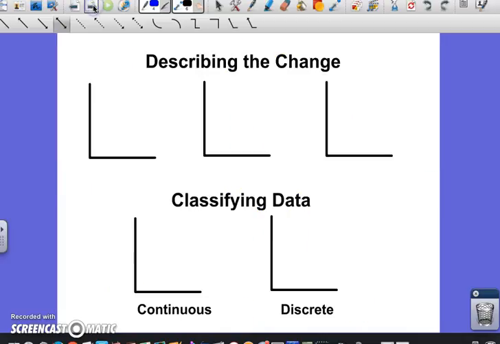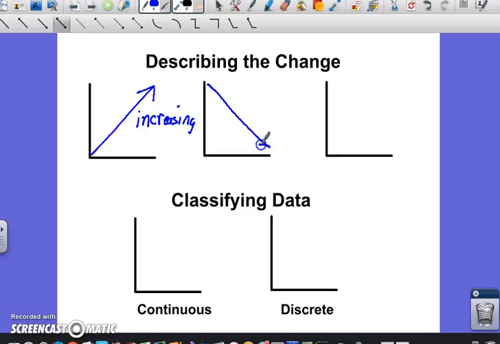Okay, so next, let's start describing these things. Let's look at specific ones. So describing the change. Well, there's a couple of changes we can have that go on in a graph. First of all, a graph can be going in an upward direction. This we would say is increasing. This graph is increasing, or that it is positive.